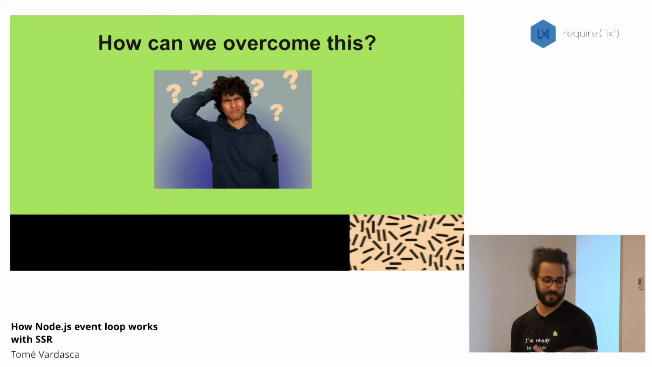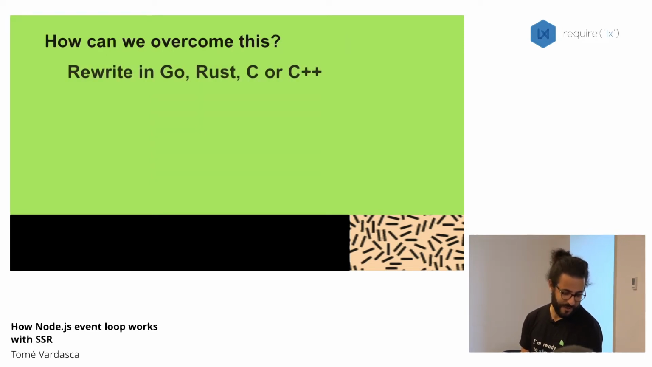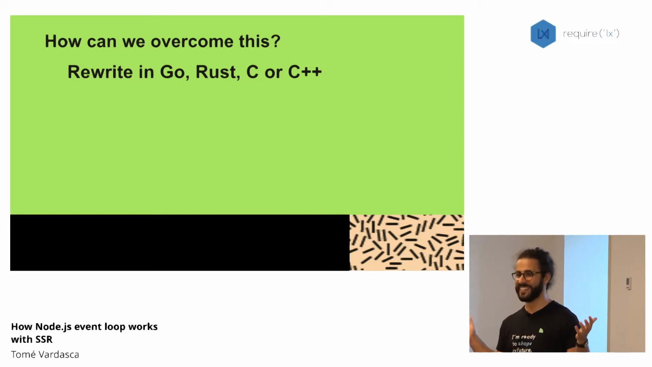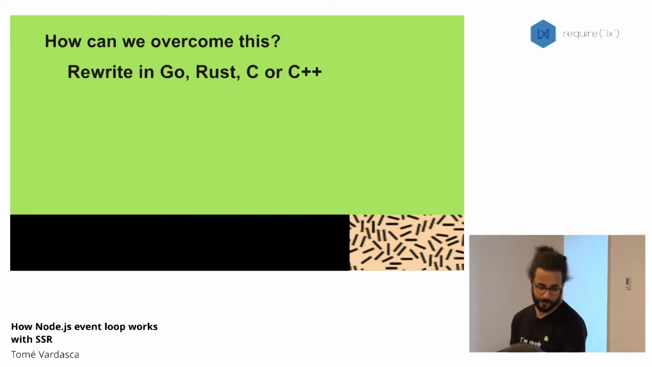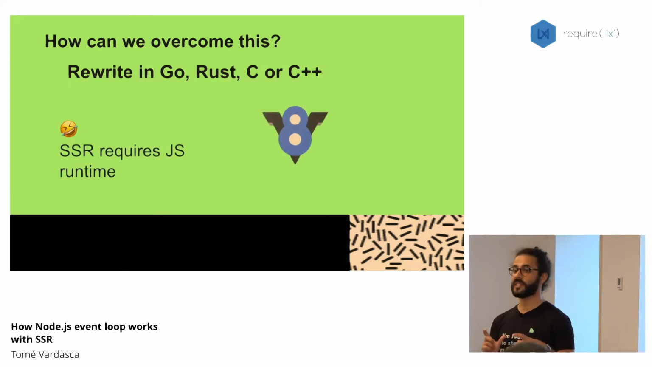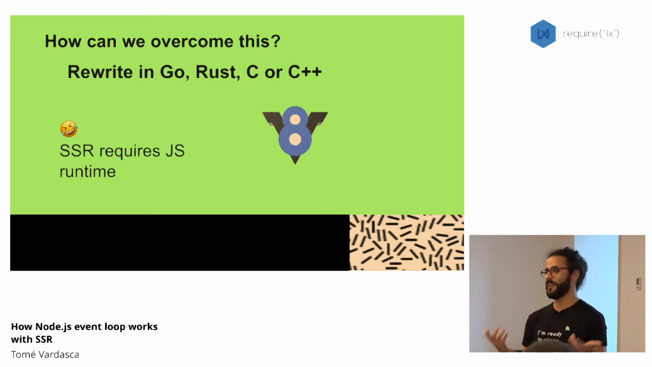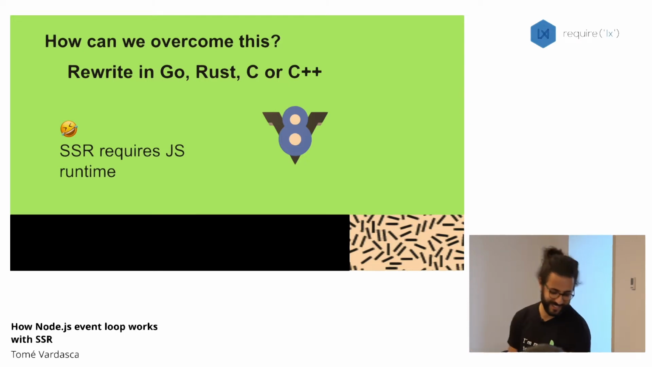I will present a couple of alternatives. First, we can rewrite this in Go, Rust, C, or C++. All these languages are faster. But the thing is, we are talking about server-side rendering with modern frameworks that are in JavaScript, so we need a JavaScript VM to run them. So it's not possible to just rewrite it.